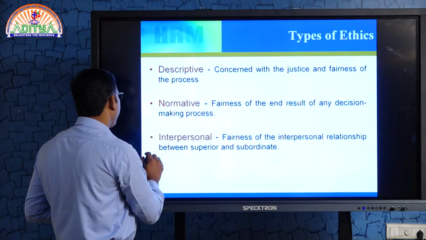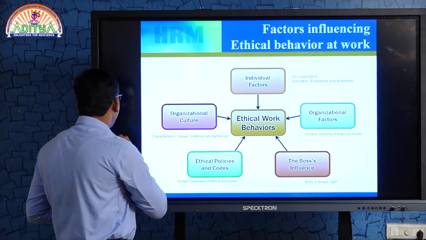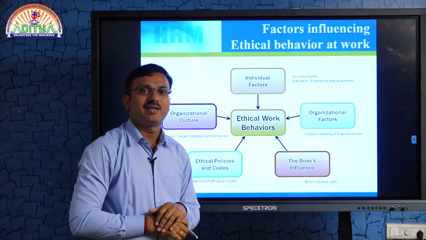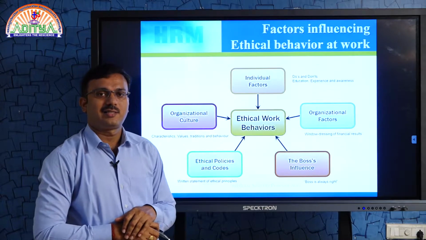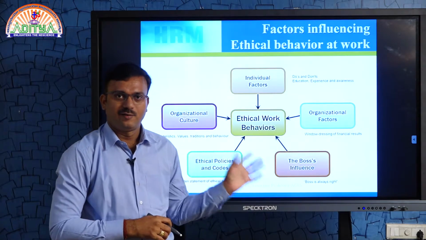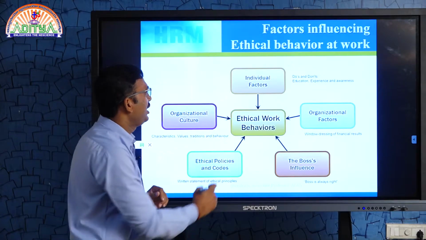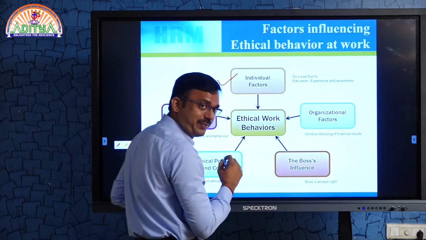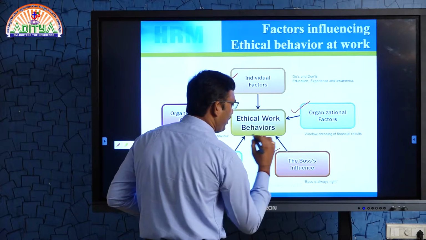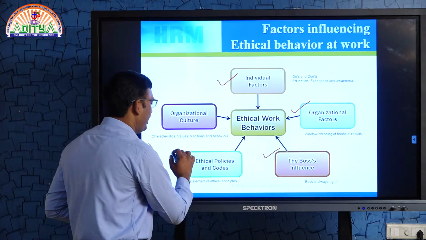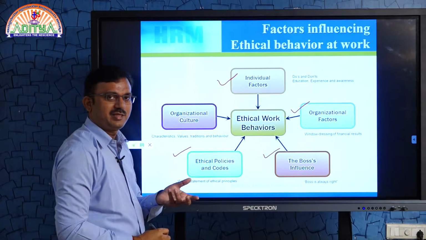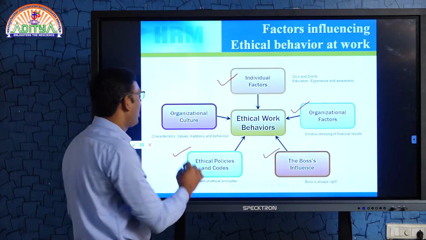Next we will see the various factors which influence ethical behavior at work. These factors are categorized into five different ways. Those are individual factors related to the person, organizational factors, the boss or supervisor in the company, along with the code of ethics and the culture. That means the way we do things in the organization.